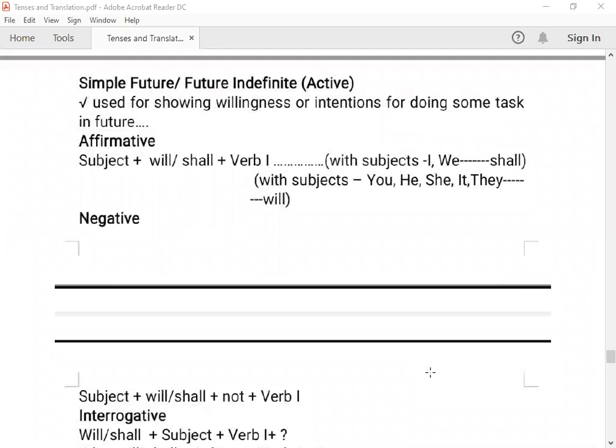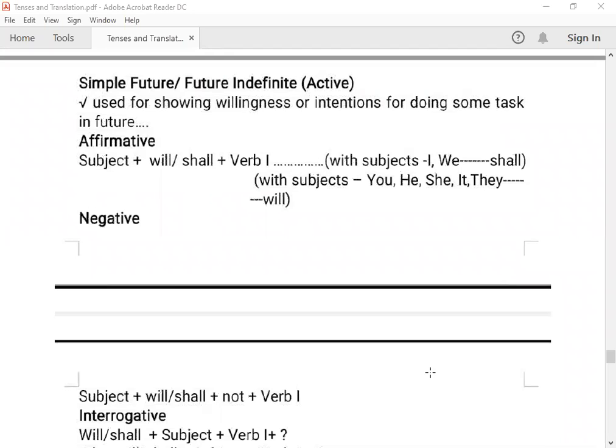What is the pattern for affirmative sentences? That's very simple: subject, the doer of an action, the person who wants to do some action, and then will or shall plus verb first form. Will or shall are considered modals here, and we put I and we with shall, and all the remaining are left for will. So with I and we we use shall, and with you, he, she, it, and they, we use will.